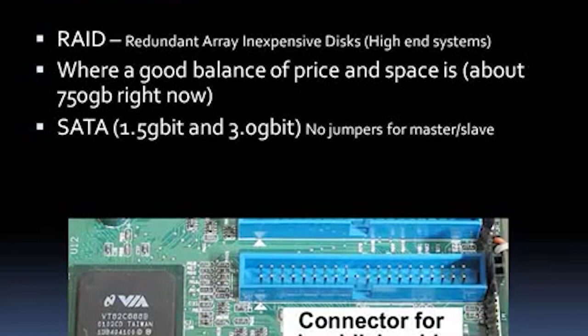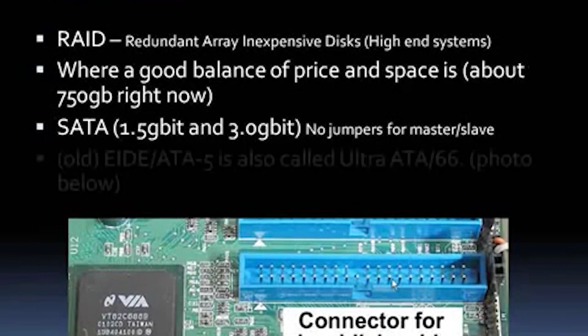SATA, you have 1.5 to 3 gigabits. No jumpers, no master slave. When you're set up with an IDE, you have to set one as master and one as slave. It's a little more complicated. This is the old style connector for the IDE drives.